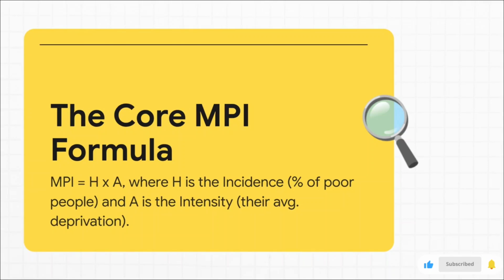And here it is, the formula that exam setters absolutely love. The MPI is simply H times A. H is for headcount, or incidence. That just tells us how many people are poor. A is for intensity. That tells us how poor those people are on average. And that's the genius of it, you see. It doesn't just capture the width of poverty, but also the depth.